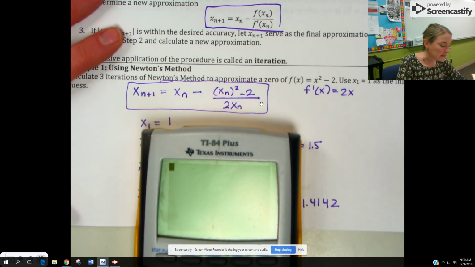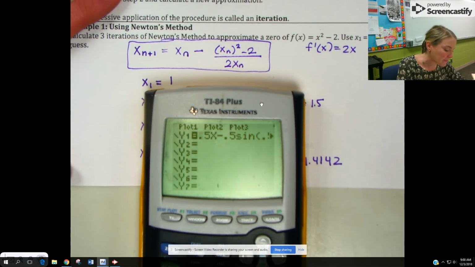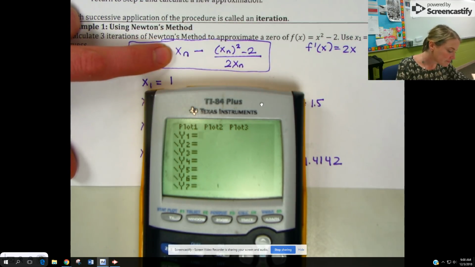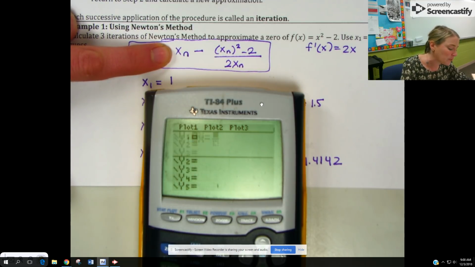So the trick is, let's see if I can move this up. We're going to go ahead into y. I'll clear out whatever was there, and I'm going to type in my equation that I've set up. Now your calculator can't put in x sub n. It really doesn't care what your variable is called. So here we're just going to call it x. If you have the feature with the fraction, it's so helpful here. It really makes it a lot easier to set it up.